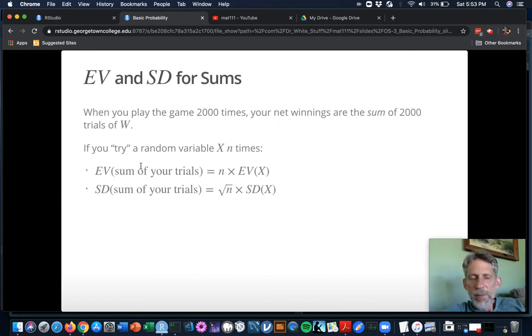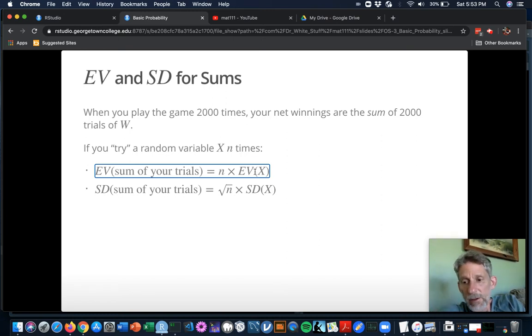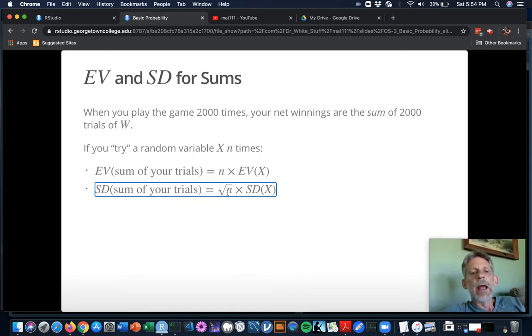And it turns out, this is math theory, that if you try a random variable X, any old random variable, n times, then the sum of them is another random variable, which will have an expected value. And it turns out it's going to be n times the expected value of the random variable itself. And the sum of your tries is also going to be a random variable that has a standard deviation. And it's going to be the square root of n times the standard deviation of the random variable itself.